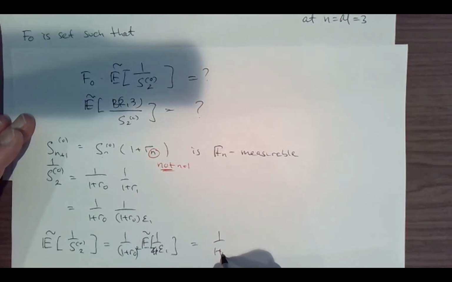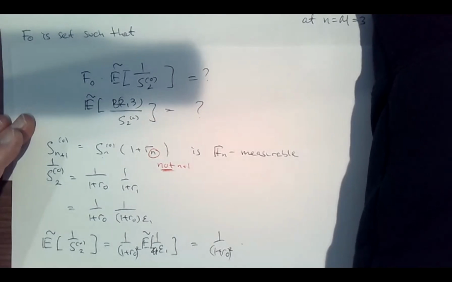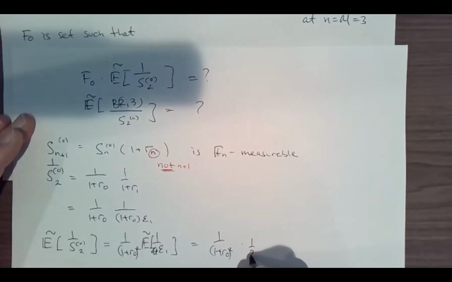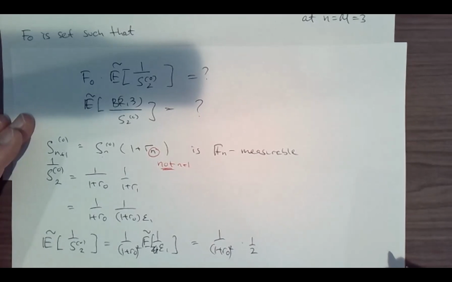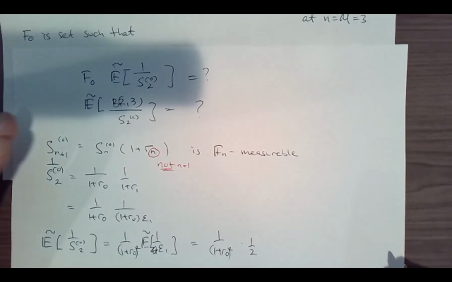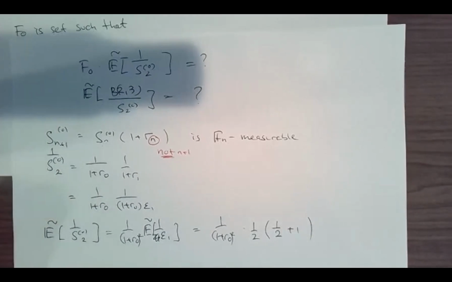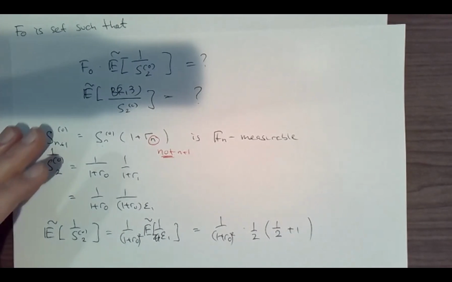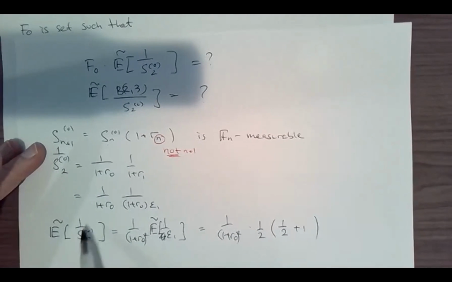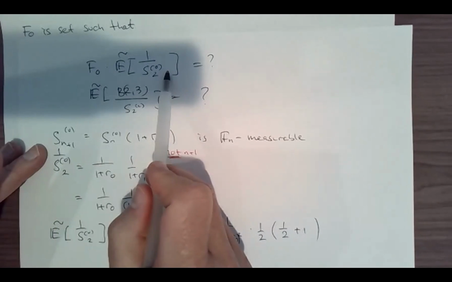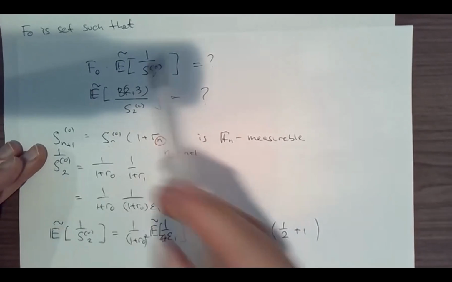And this was 1 over 1 plus R0 squared times, what were the risk neutral probabilities? 0.5. And it will take the values u is 2, d is 1. So it'll be 1/2 times 1 over 2 plus 1. So this is going to give you the first leg, the first part, and then the second part is this one.